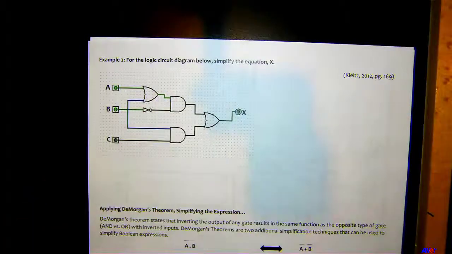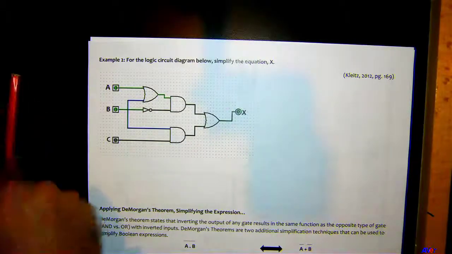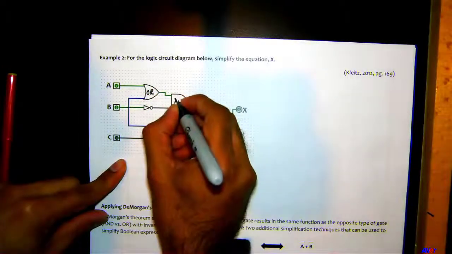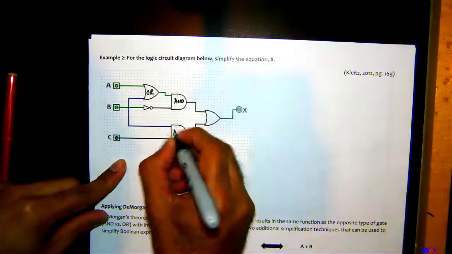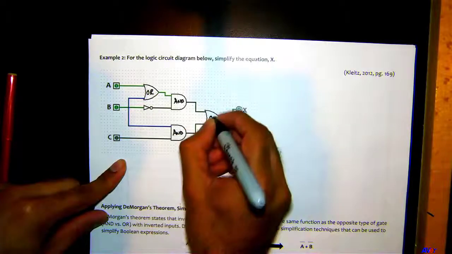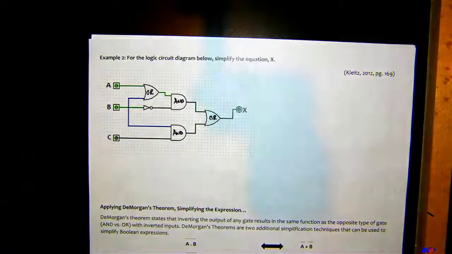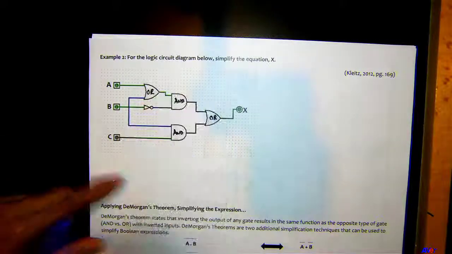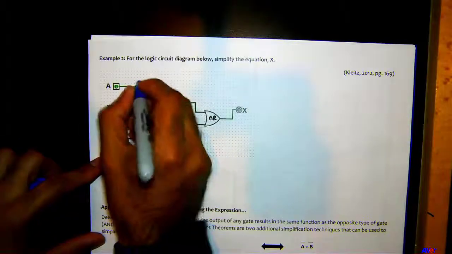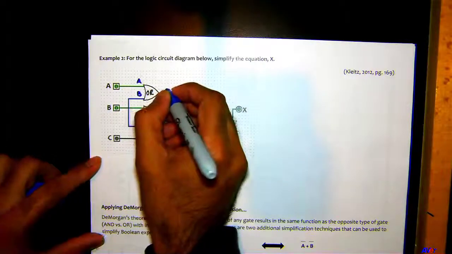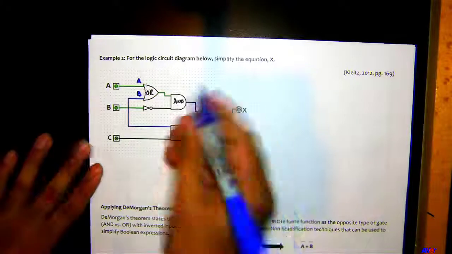So if I ask you what is going to be the Boolean expression at the output of this OR gate right here? Yes, guys. What is going to be the output here? You got A going in here and you got B going in here. So the output here is going to be, what is the Boolean expression? A plus B. Thank you.